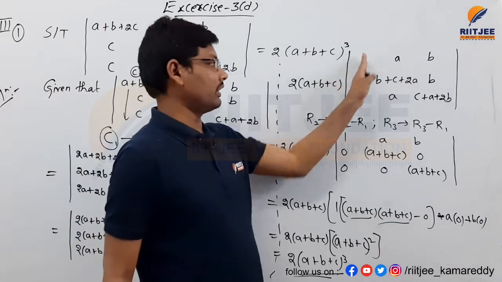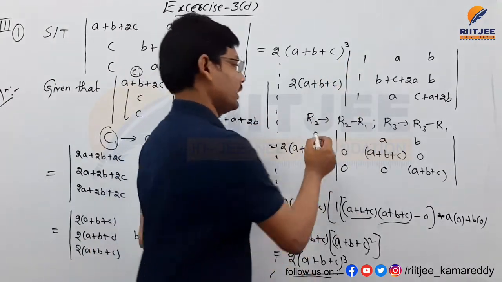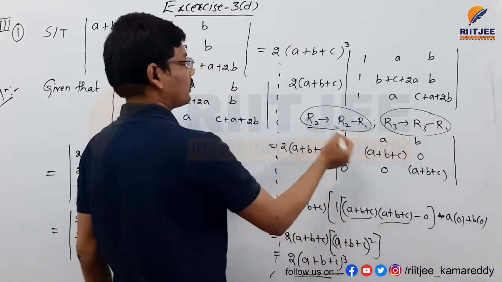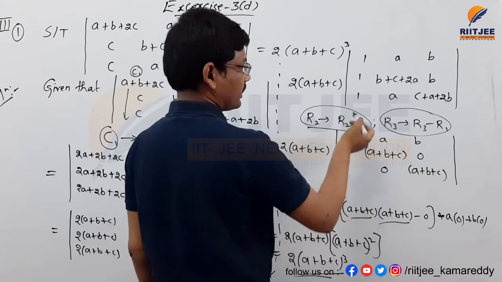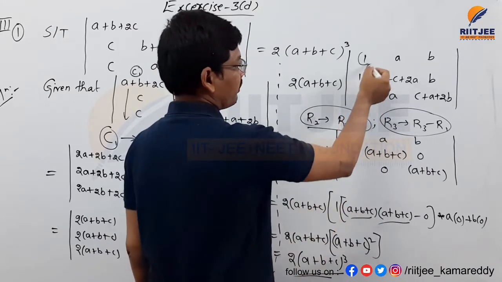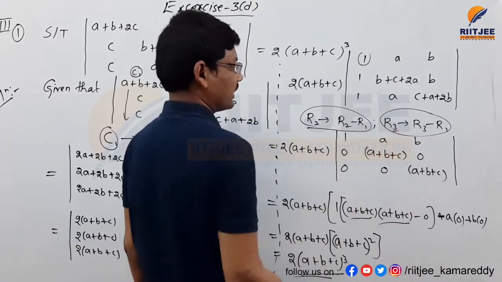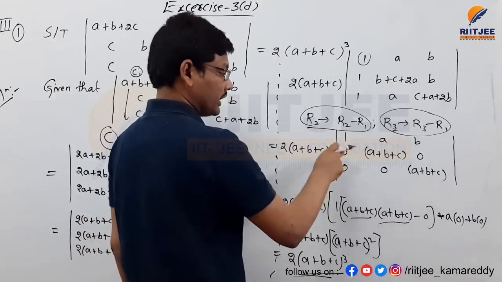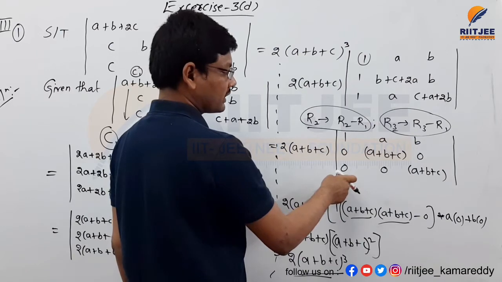Here we are getting C1 as all ones according to the row transformations. R2 is changed with respect to R1, and R3 is also changed to make these two elements 0. After changing them, these elements are 0.